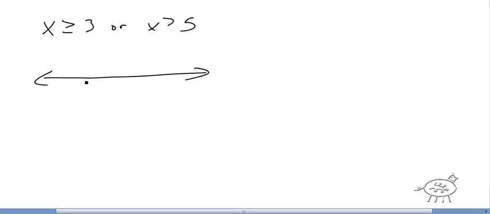Now I know some of you guys have asked in the past, what happens if you have a problem that looks like this? Just real quickly, we're not actually going to cover this, but I just want to go over it. If you have x is greater than or equal to 3, or x is greater than 5. So if I go ahead and graph that, here's 3, 4, 5, greater than or equal to 3, greater than 5.